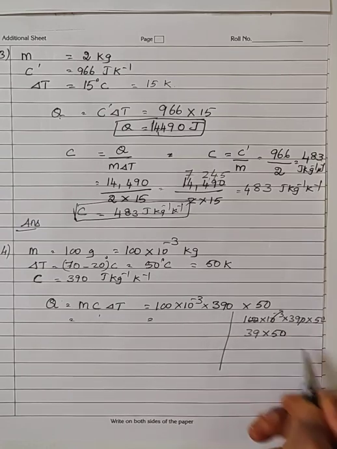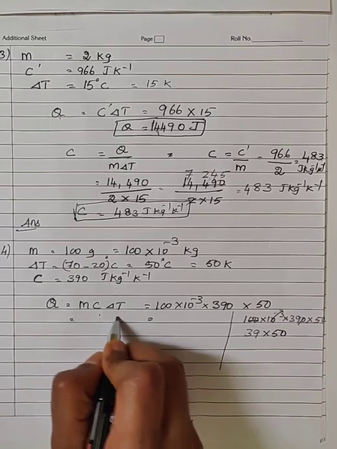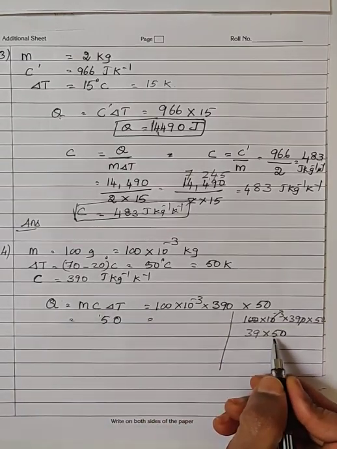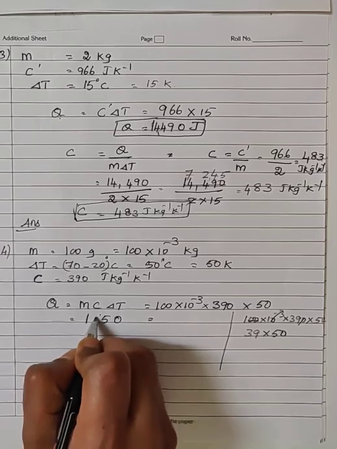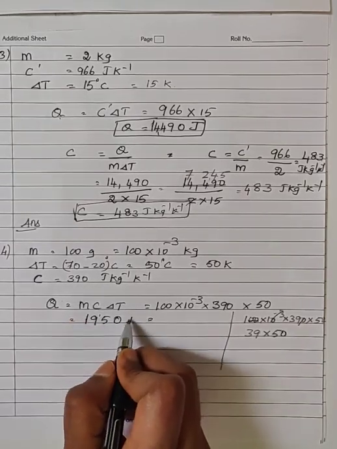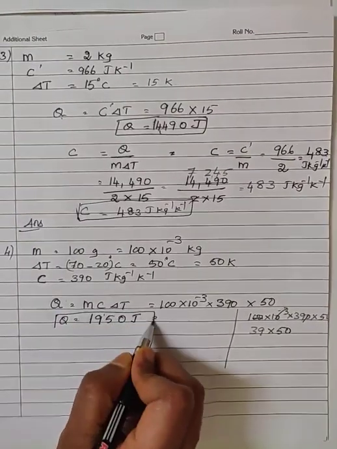Here you have 50. Yes. On simplification we will get 0. 9 5s are 45, remaining 4. 3 5s are 15, 15 plus 4 is 19. So 1950. SI unit of quantity of heat energy is joule. Yes, Q is equal to 1950 joule.